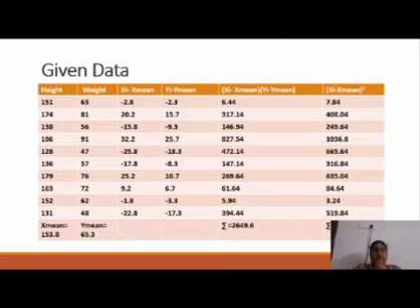How will you calculate the mean? Add the total divided by the number of items. Total by number of items. So you will get the mean value.